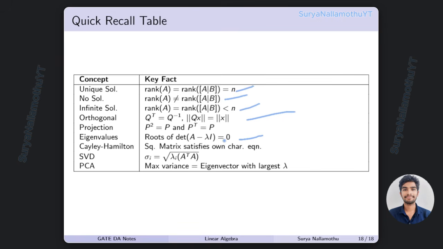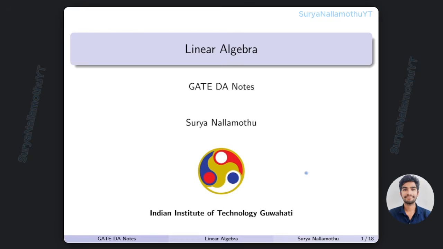Determinant of A minus lambda I is equal to 0. For the Cayley-Hamilton theorem, a square matrix satisfies its own characteristic equation, so we need to find the characteristic equation. For SVD, we need to find singular values by applying this one. So this is all about linear algebra. These are all the points related to linear algebra.